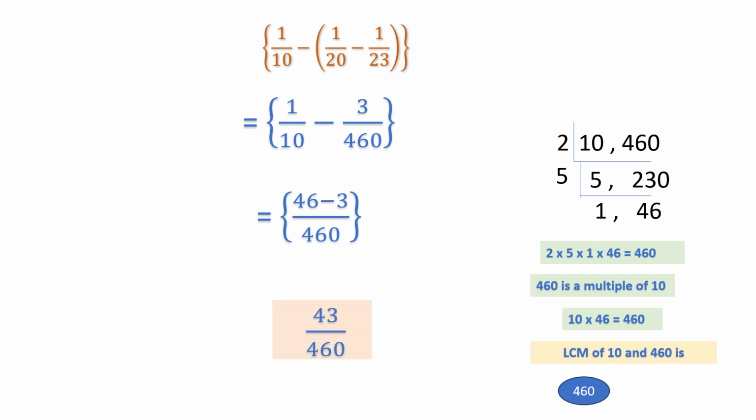So 46 minus 3 gives us 43. Now can you cancel it? Is there any number which is a common factor of 43 and 460? I don't think so. So this will be our final answer, 43 over 460.